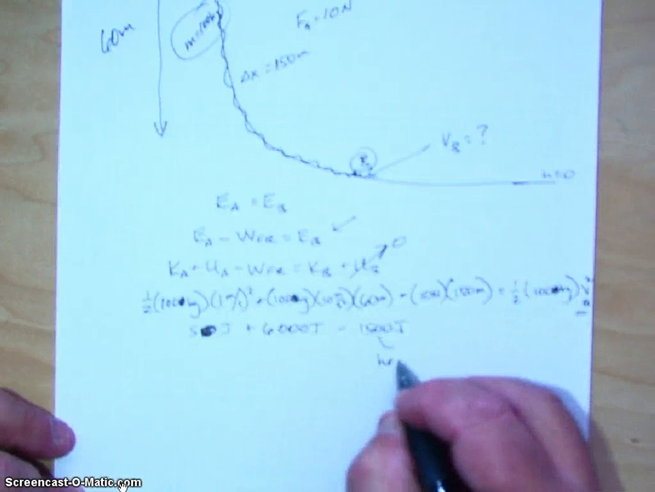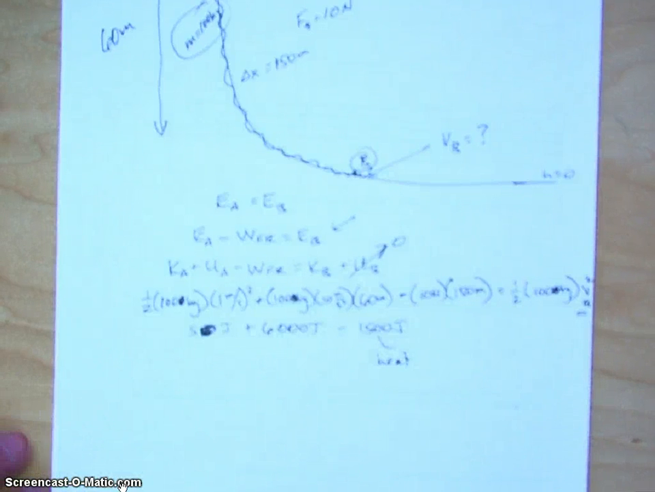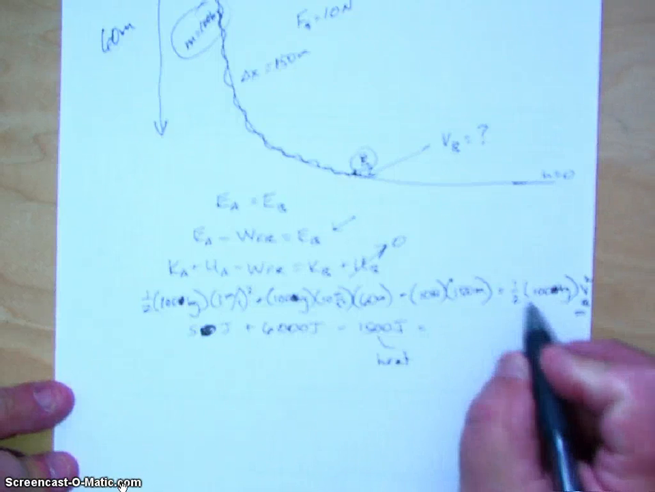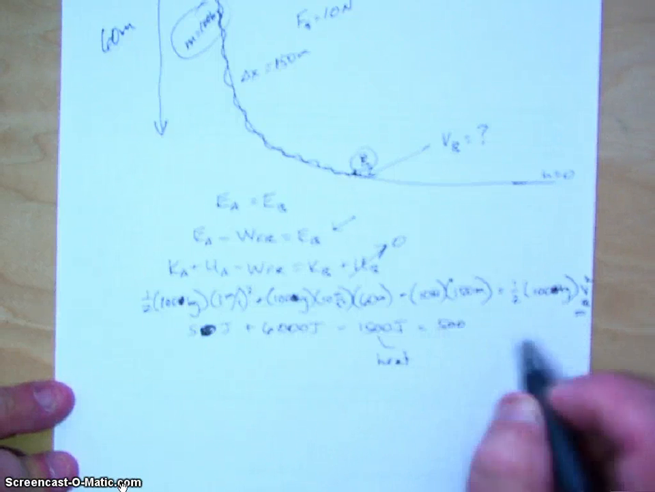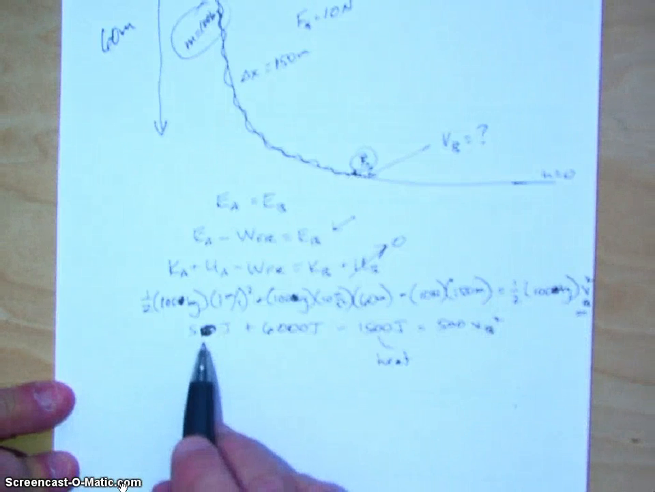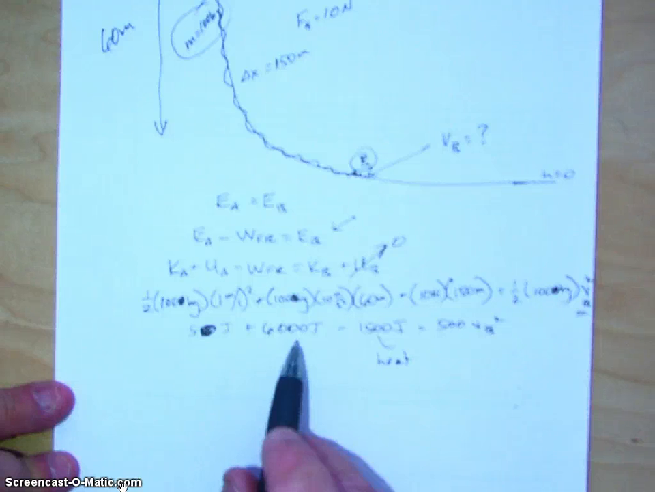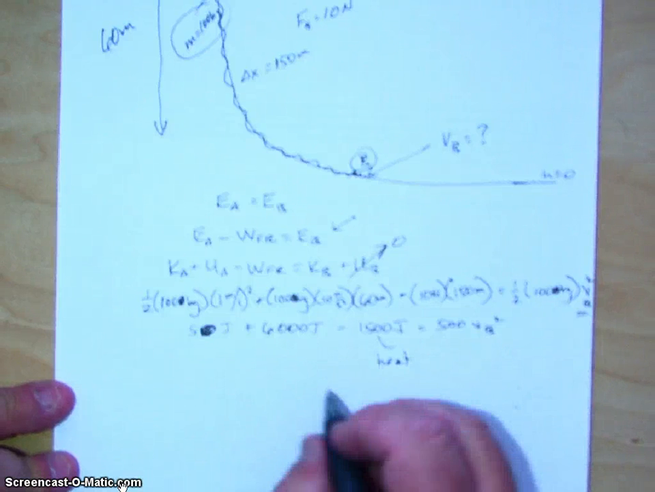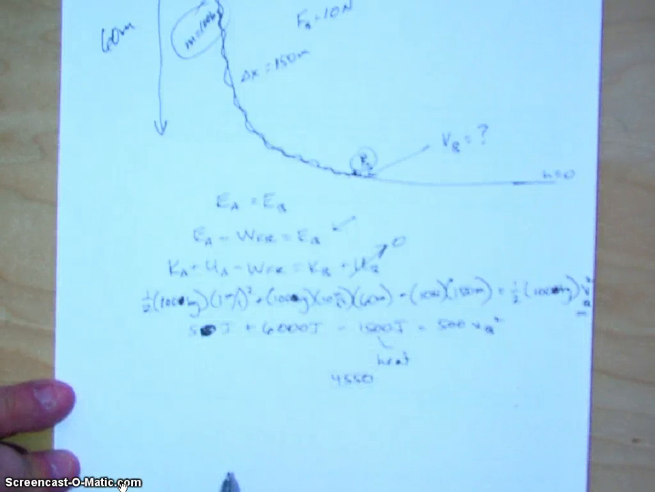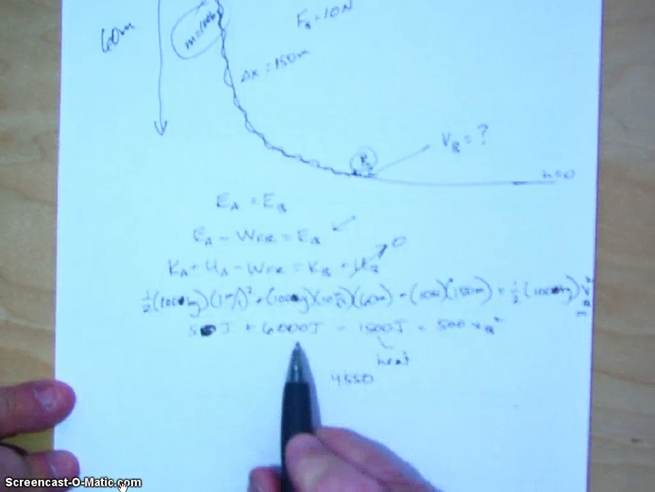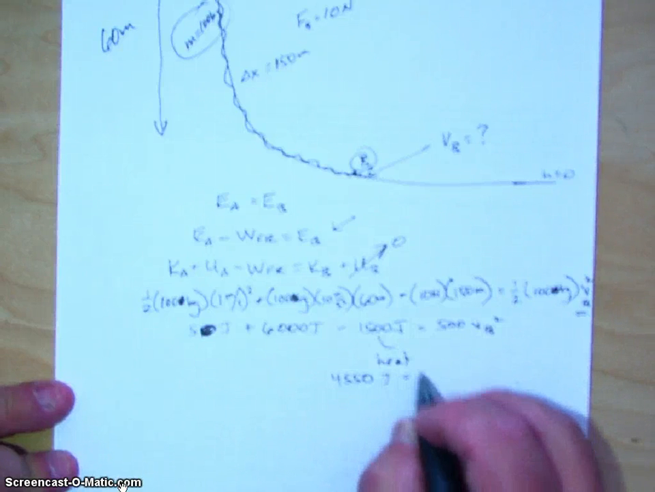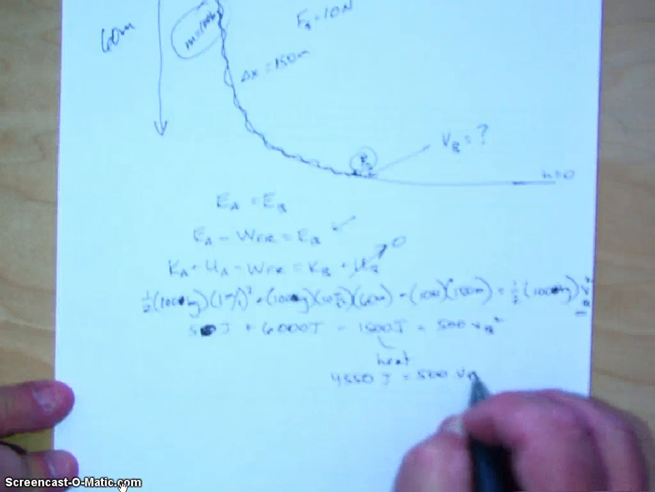That's lost, again, primarily into heat. It's not lost in the universe. And that's equal to 1/2 times 100, which is 50, times VB squared. Now, if we do the math, I get 6,050 minus 1,500 is 4,550. Check the math. This would be 4,500 plus, that's it. So 4,550 joules is equal to 50 times VB squared.